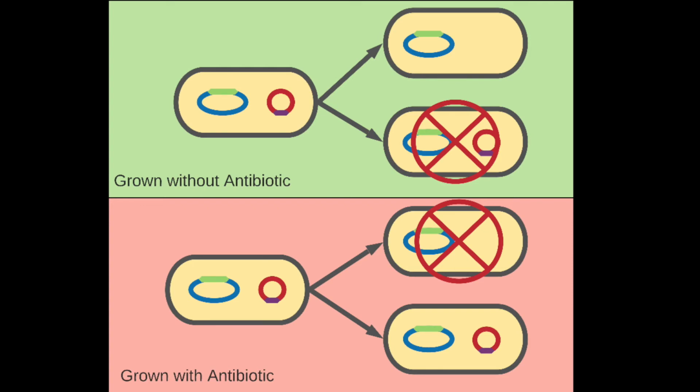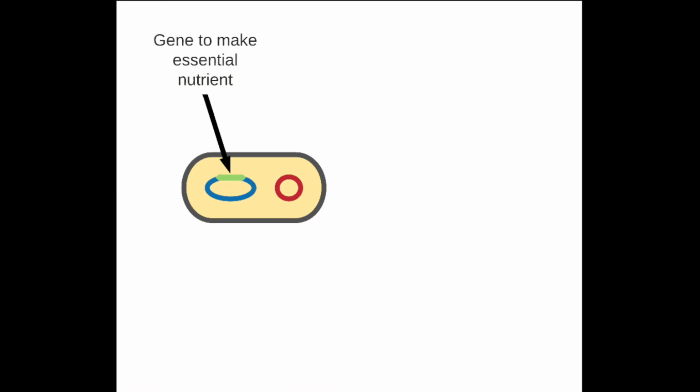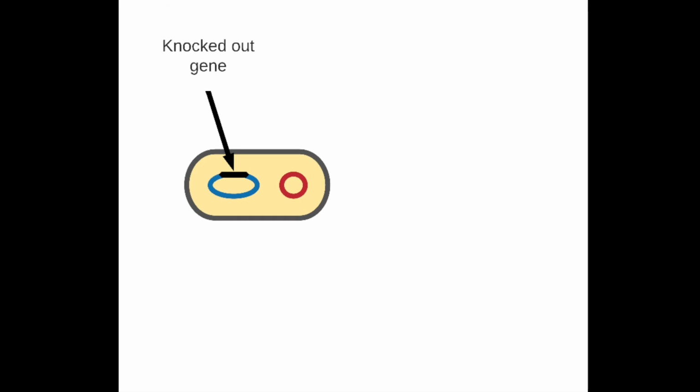This method works, but the bacteria must also be maintained in the antibiotic-containing media, which is not ideal for all applications. Another method is an auxotrophic selection marker. To do this, we knock out a gene, shown in green, that contributes to the production of some essential nutrient. This makes the bacteria reliant on an exogenous supply of this essential nutrient.